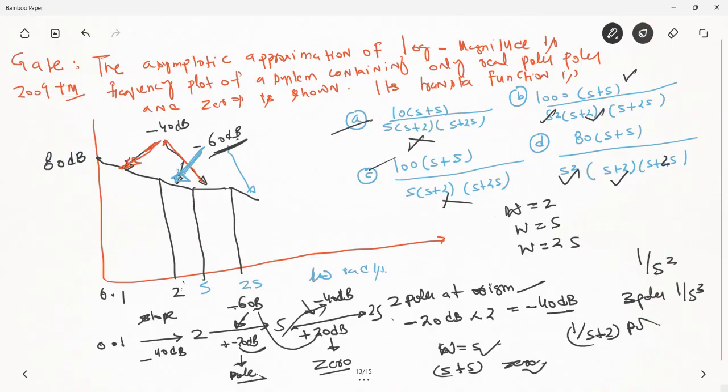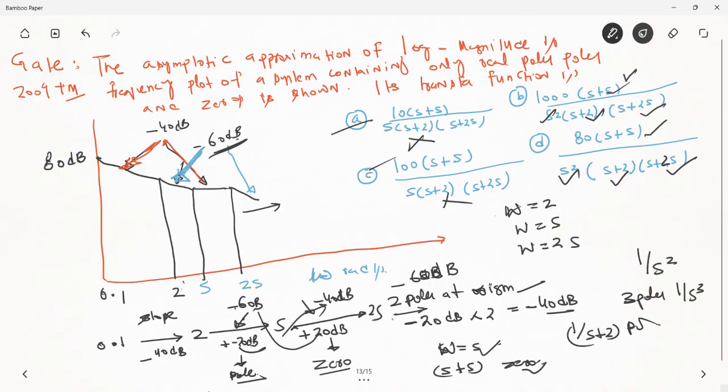Now if I move ahead of 25, the slope is again minus 60 dB. The previous slope was minus 40 dB, so again we are adding minus 20 dB. It has to be a pole. So s plus 25 is a pole there, and s plus 5 is a zero. So these are matching.